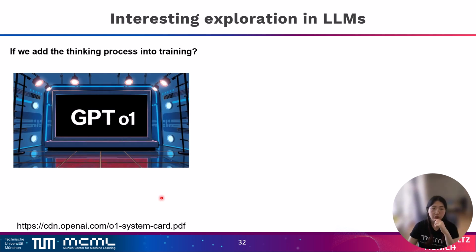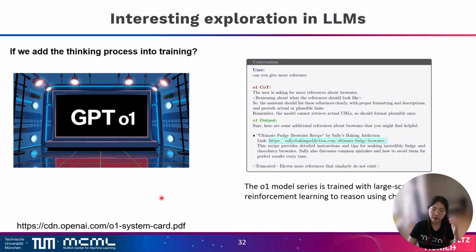So here we come to GPT-o1. We can look at the system card provided by OpenAI. They already said the o1 model is a series of models, large language models trained with reinforcement learning that use chain of thought. This means GPT-o1 can directly do the thinking process during inference, without our requirement to let it do it step by step.